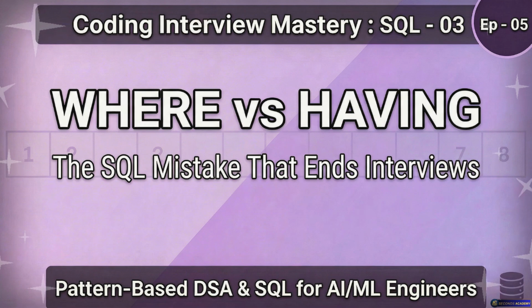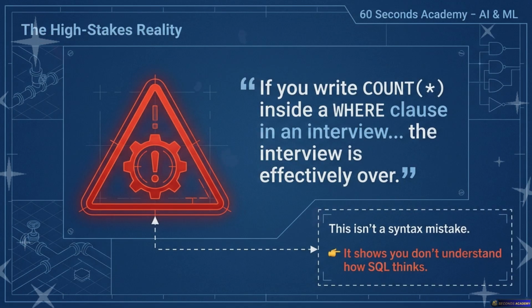If you write count star inside a where clause in an AI or machine learning engineering interview, the interview is effectively over. It is a hard stop. It proves to the interviewer that you fundamentally do not understand how the SQL engine physically processes data. It's a conceptual failure regarding system architecture, not just a simple syntax typo. Exactly. It shows a flaw in how you think about the engine itself.